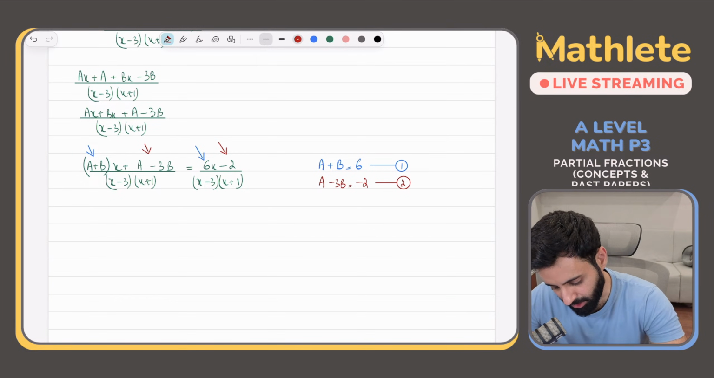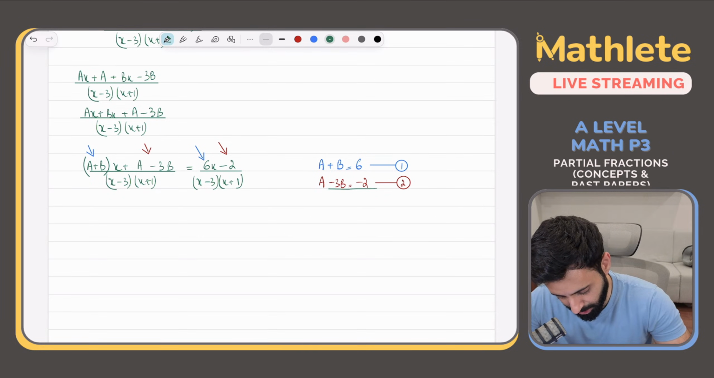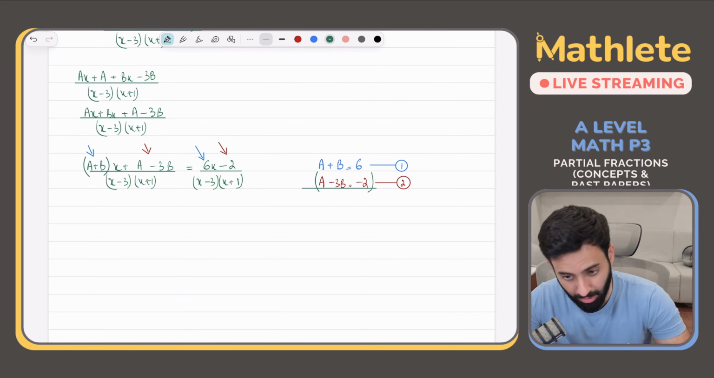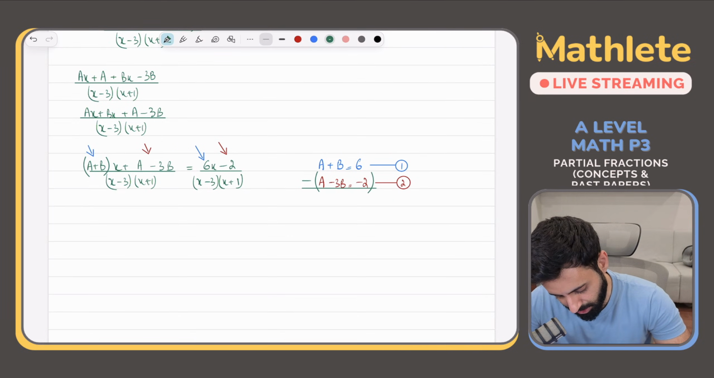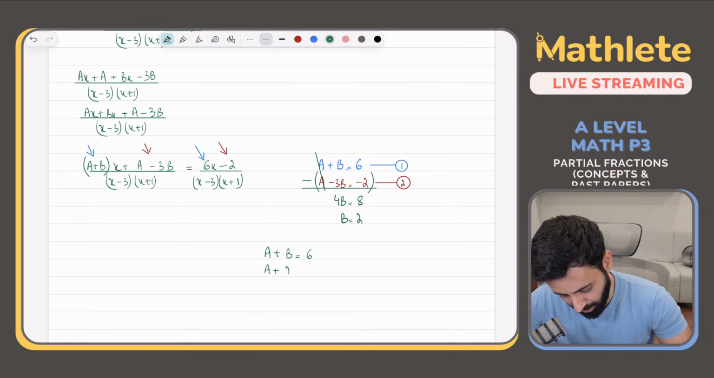We solve them simultaneously. How you solve them simultaneously is up to you, whether you use elimination or substitution. I'm not going to get into that. You guys are P3 students, so I hope I don't have to teach you how to solve two equations simultaneously. When you do it, a gets eliminated, b minus minus 3b will give you 4b. 6 minus minus 2 is equal to 8, which means b is equal to 2. Once you have the value of b, use any one of the two equations, the simpler one obviously, to find the value of a. So a plus 2 equals 6, which means a is equal to 4. a equals 4, b equals 2.